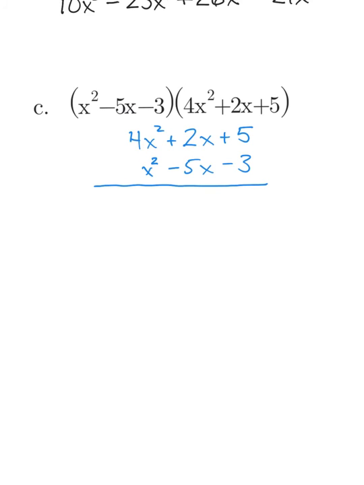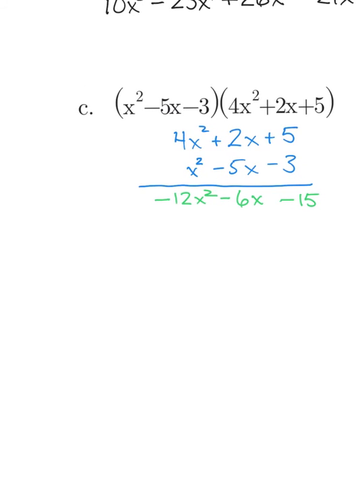So the first thing that I'm going to do is multiply everything on top by negative 3. If we do that, we get negative 3 times 5 is negative 15. If we multiply negative 3 times 2x, we get negative 6x. And if we multiply negative 3 times 4x squared, we get minus 12x squared.